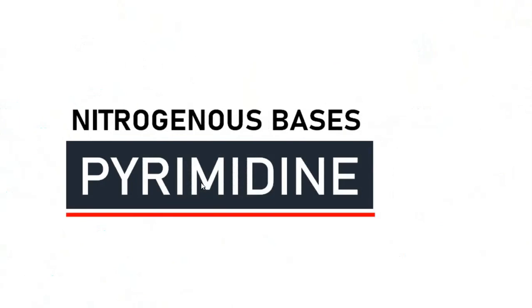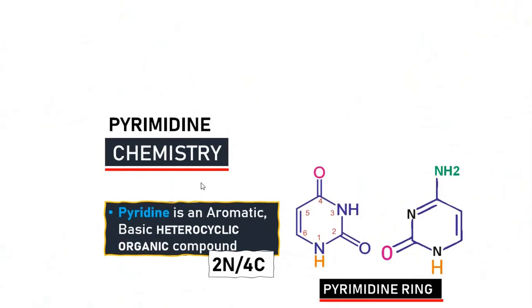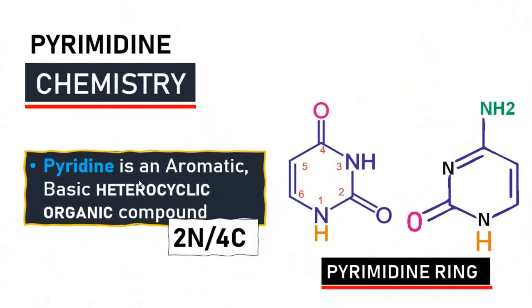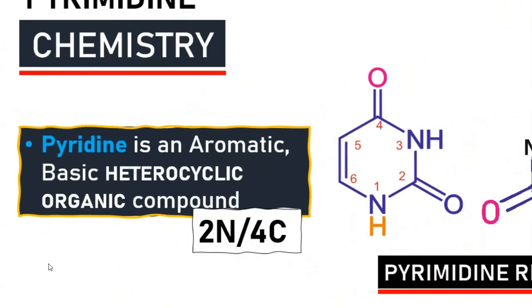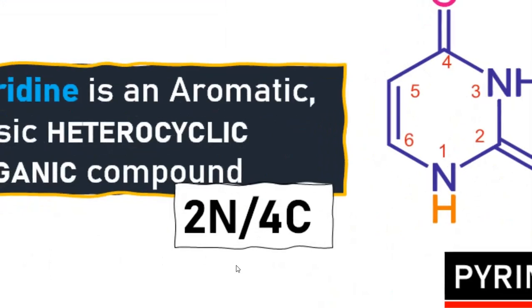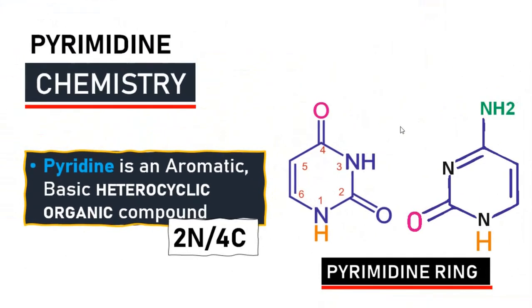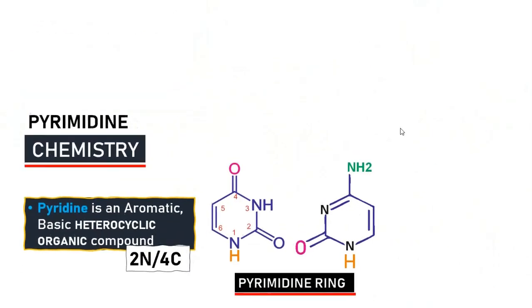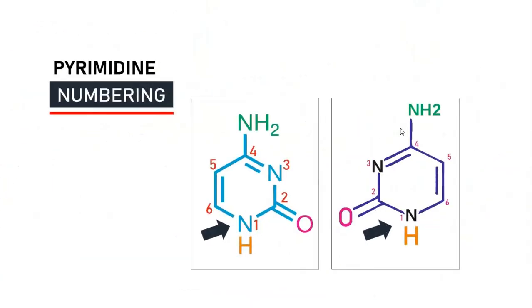Now coming to the pyrimidines, the second type of nitrogenous bases, which are composed of only 1 ring. Then coming to the chemistry related to the pyrimidine. Pyrimidine is an aromatic basic heterocyclic organic compound. In the case of the pyrimidine, usually it is composed of 2 nitrogens as well as 4 carbons. Now coming to the numbering.